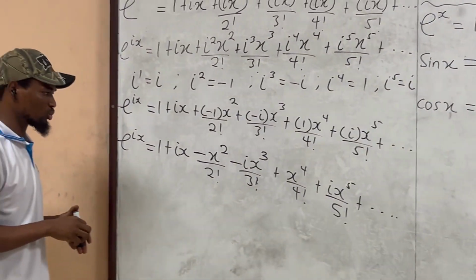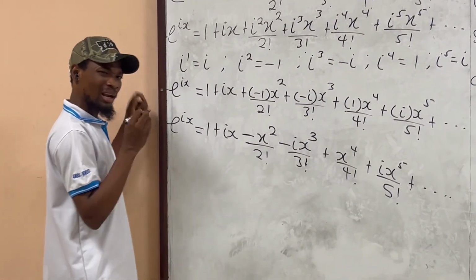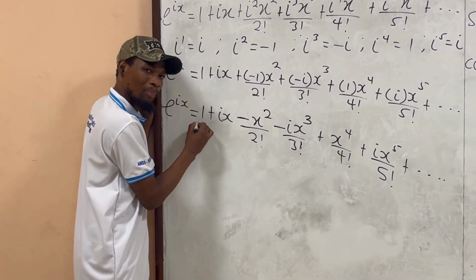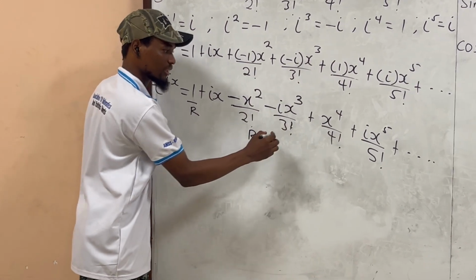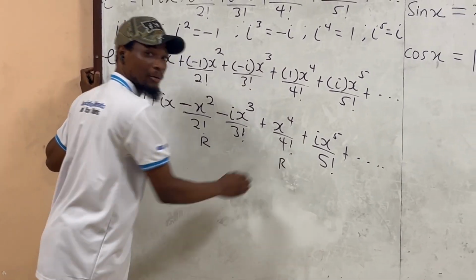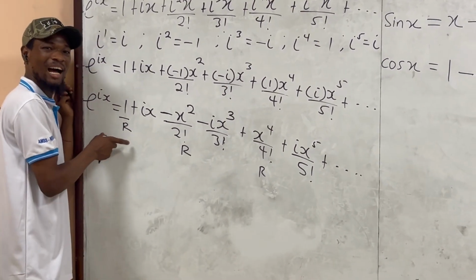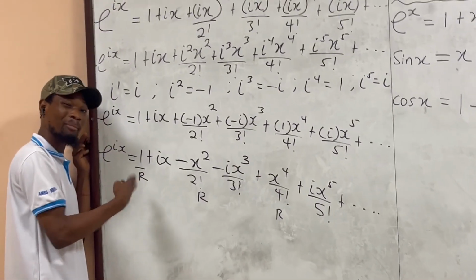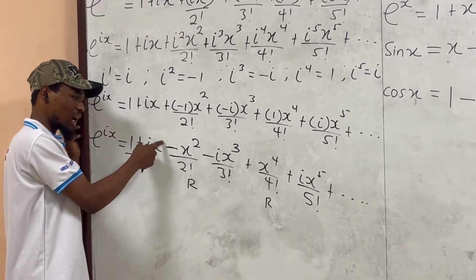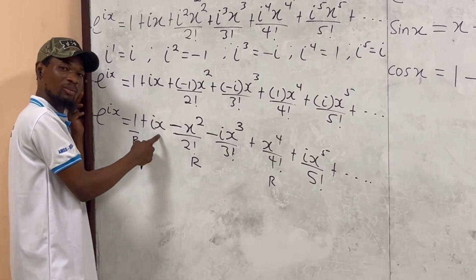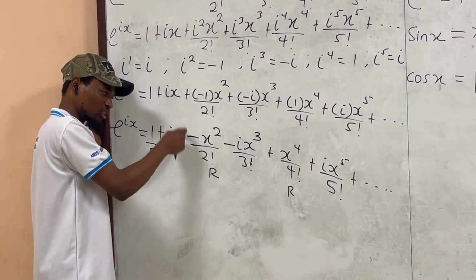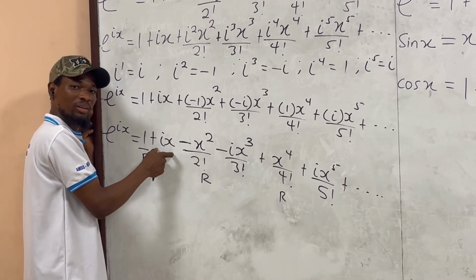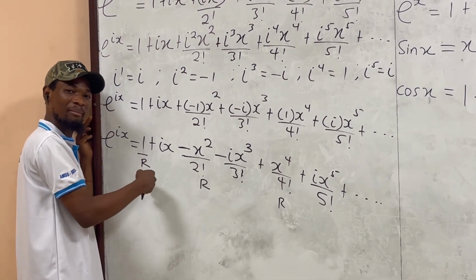Now, what are we supposed to do over here? You realize that we have the real part. This is the real part. This is also the real part. This is also the real part. Why the real part? Because it has no imaginary part or imaginary unit. Once you have a term or expression with the imaginary unit, it makes this whole expression imaginary. So we have the real part and the imaginary part.